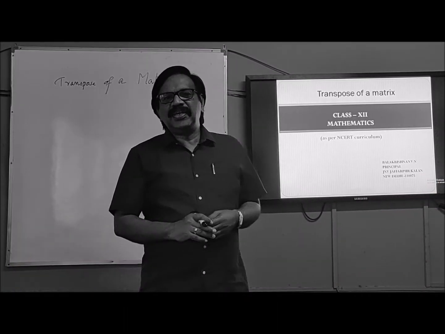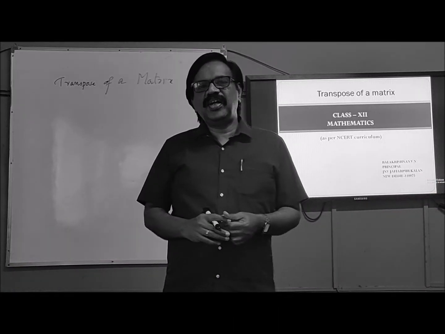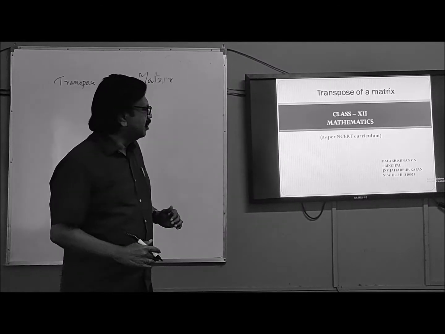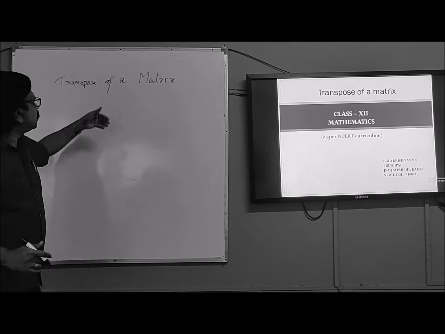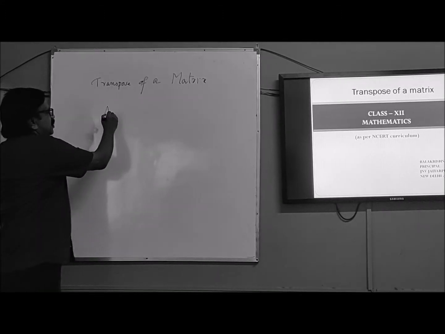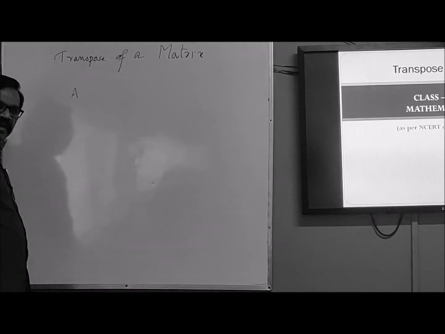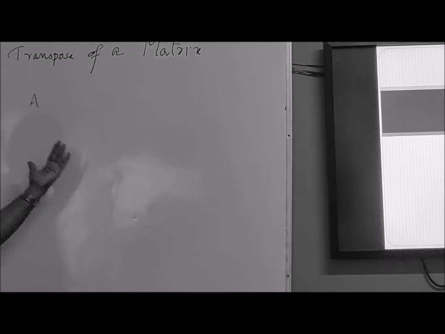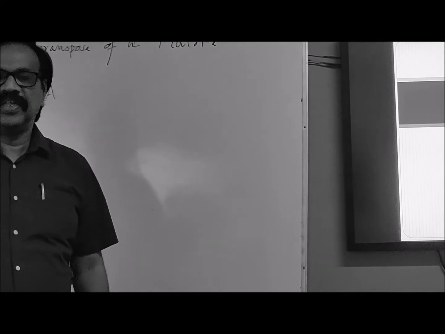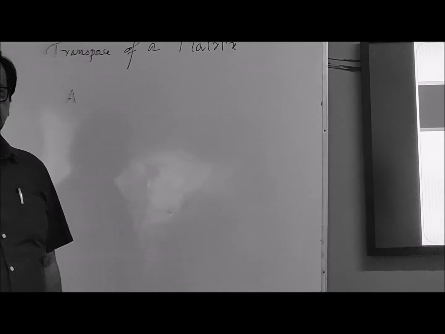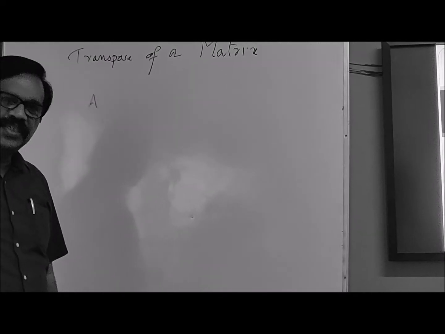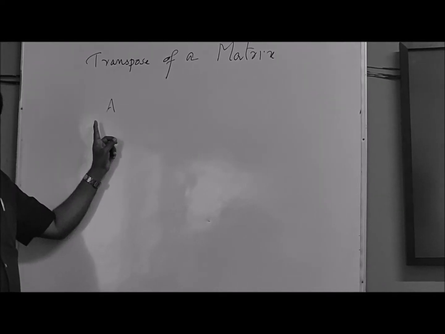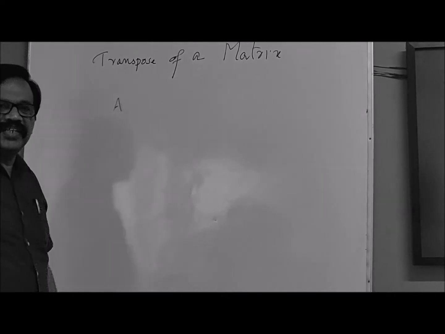Okay, students, we will be studying today what is the transpose of a matrix. Suppose A is any matrix. If we interchange the rows and columns of A, we will get a new matrix. That is the transpose of A. By interchanging the rows and columns of the given matrix, the new matrix we are getting is the transpose of the first matrix.